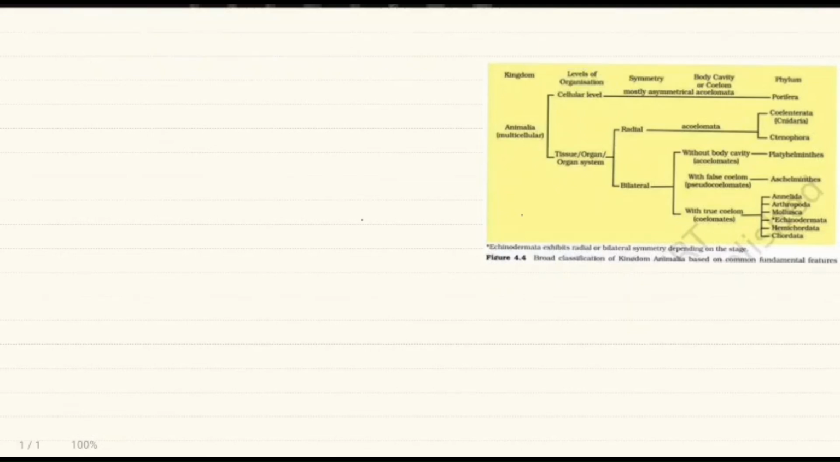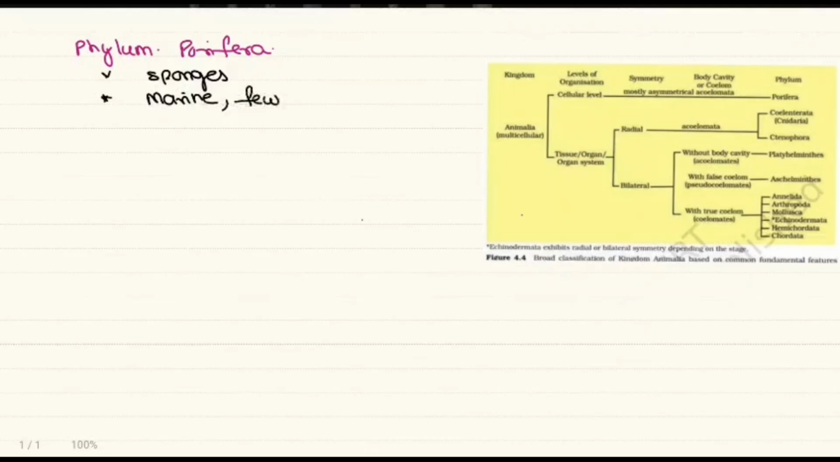Let's start with the first phylum, Phylum Porifera. Now, poriferans are commonly called sponges. These are basically marine, that is, they live in the seawater, and very few are freshwater species. So, completely aquatic, you don't find them on the land, completely in sea, very few are seen in the freshwater. The other characteristics I will directly take from this table. So, remember this table and try to understand the characteristics.